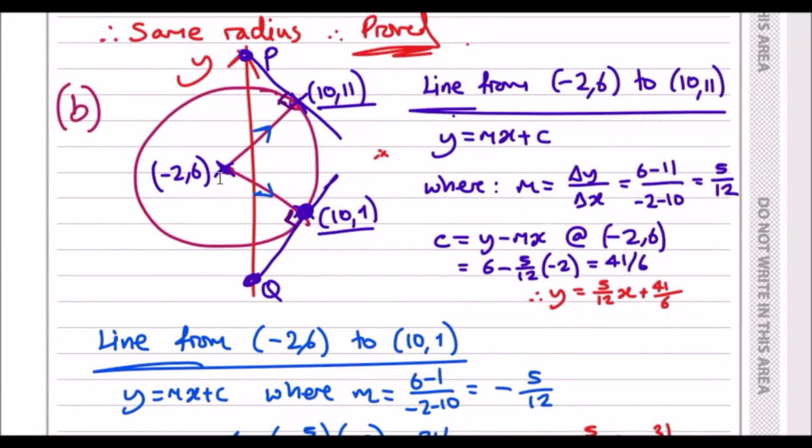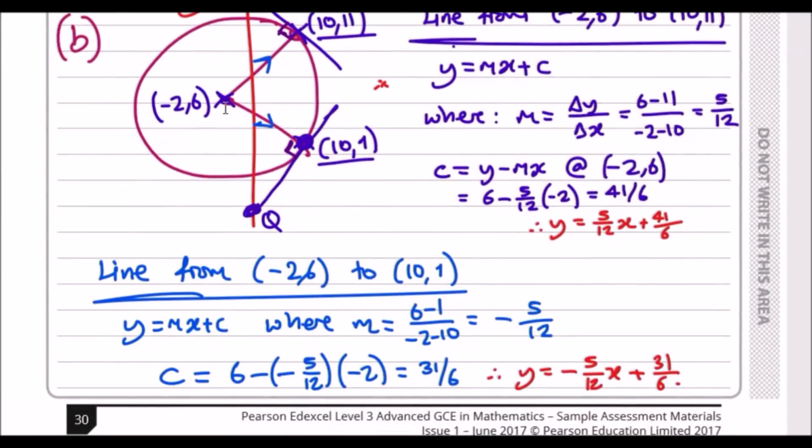Now for the second step, for the second equation, do the same thing. From (-2, 6) to (10, 1), follow the steps carefully. Find the equation of the line where the gradient is -5 over 12, the difference in the points, and find the value of c using the same method, y minus mx. And again, you get 31 over 6 this time. So this would be this coordinate here. So this upper coordinate here is 41 over 6. This lower one is 31 over 6. And of course, the x coordinates are 0.